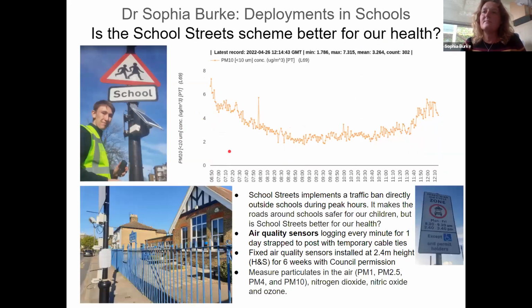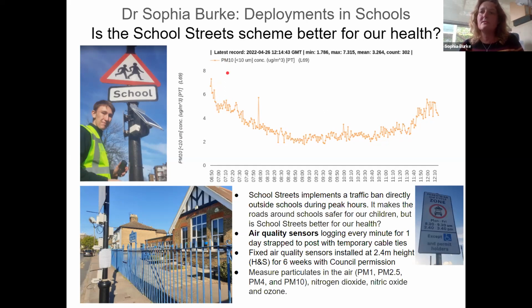This is to do with air pollution. The school street scheme implements a traffic ban directly outside schools during peak hours when the children are dropped off and picked up. And it makes the roads around schools safer for children. But our question was, is school streets actually better for our health as well, as an additional benefit? So we put up air quality sensors around the school, logging every minute for 1 day, very intensive monitoring.